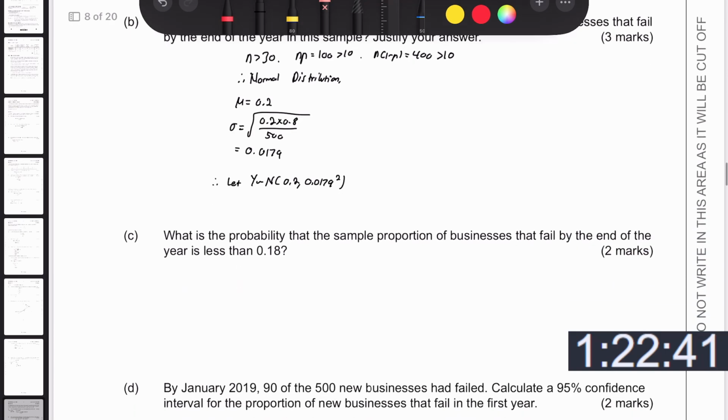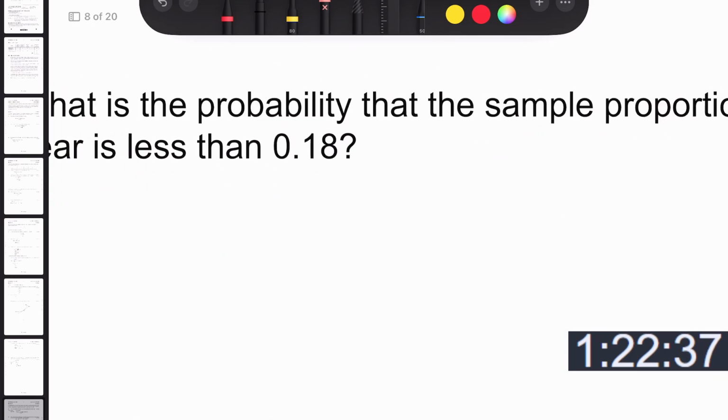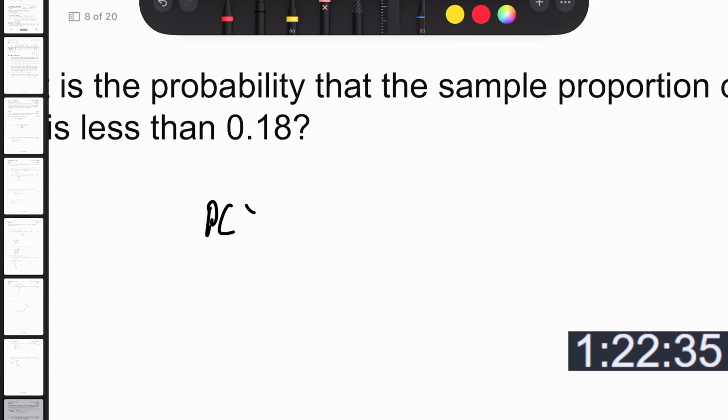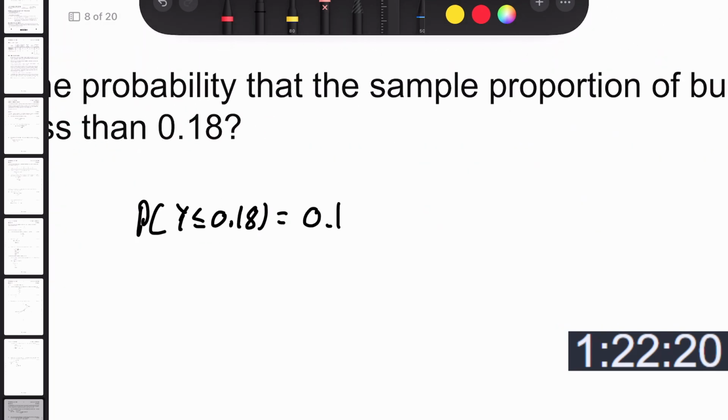What is the probability that the sample proportion of businesses that fail by the end of the year is less than 0.18? So the probability of Y being less than or equal to 0.18 equals normal CDF from negative infinity to 0.18, with my standard deviation 0.0179 and my mean 0.2. So this is 0.1319.